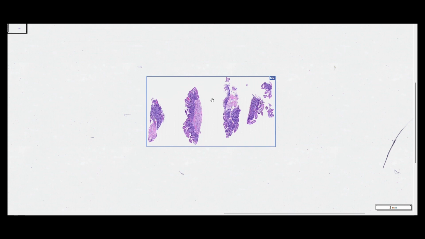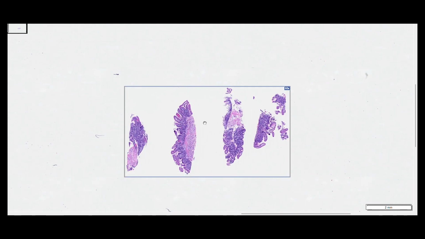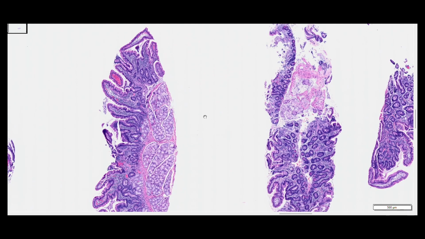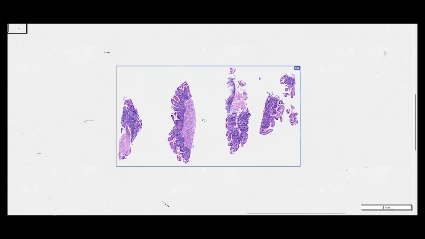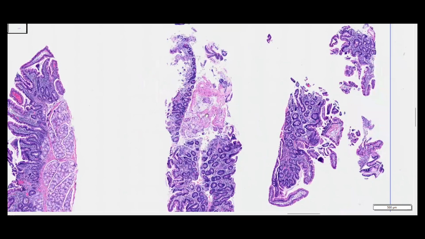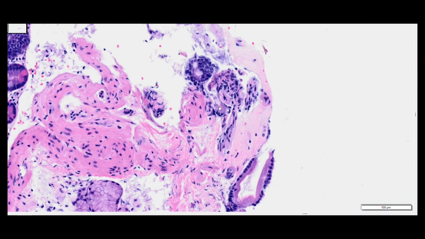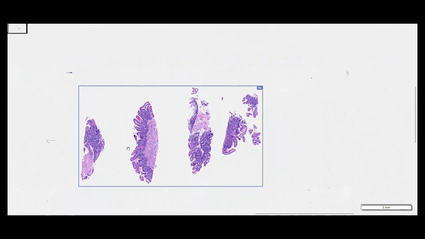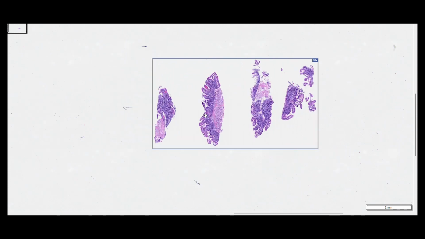This is a sneak peek of the next video because it takes a lot of time to do this. So I'm going to break this up, but this is the duodenum, and there are all kinds of parasites in here, and a bunch of special stains. So that'll be in the next video.